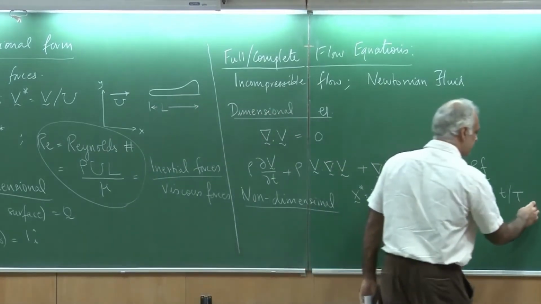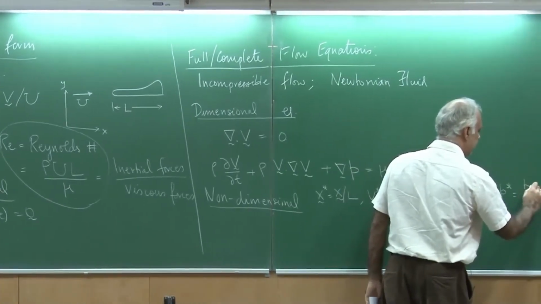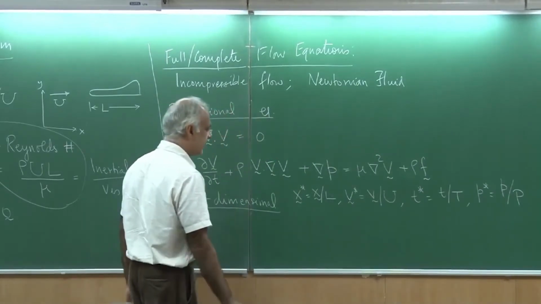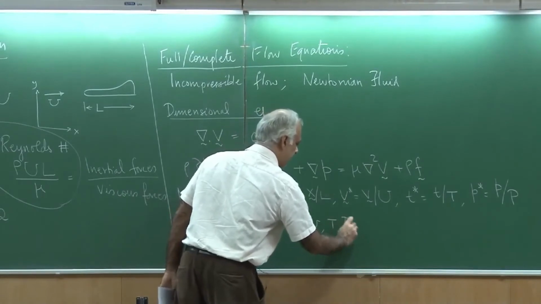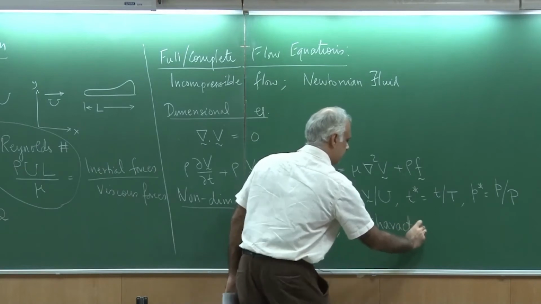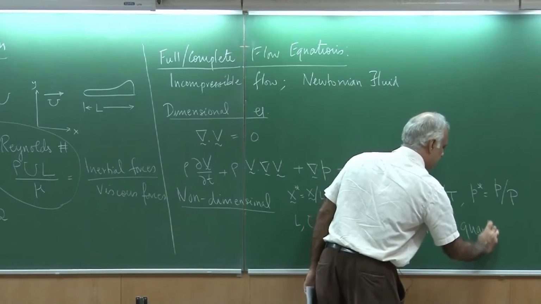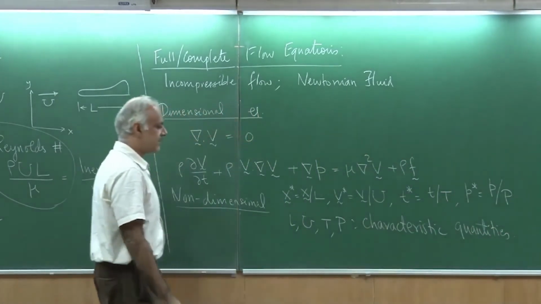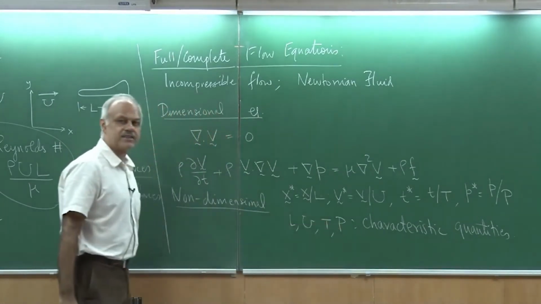Let's say for the pressure, I use the non-dimensionalization as P divided by capital P. So the idea here is that L, U, T and capital P are characteristic quantities. Okay, so they are characteristic length scale, velocity scale, time scale and a pressure scale.